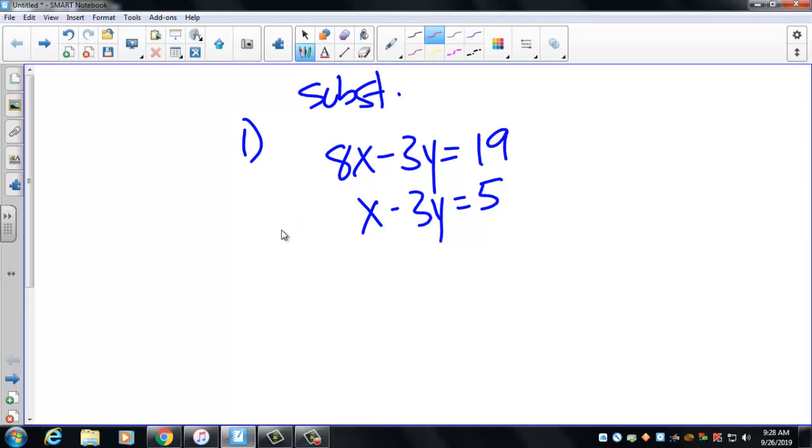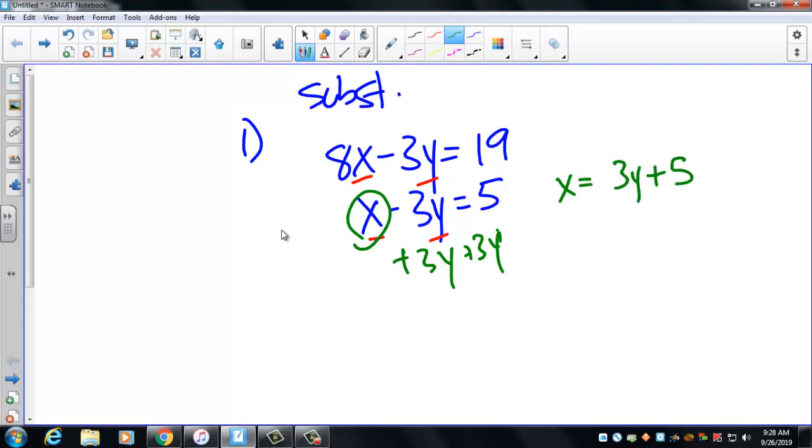Now, what does substitution mean? It means you either solve for x or solve for y in one of the two equations. So basically, you have 4 letters to choose from. You got to solve for one of those 4 letters. I will personally say, let's solve for x. It's the easiest one. Okay? When I say it's the easiest one, I mean you don't have to divide by any number when we get done, and then you don't get any fractions. So we'll add 3y, and we'll get x equals 3y plus 5.